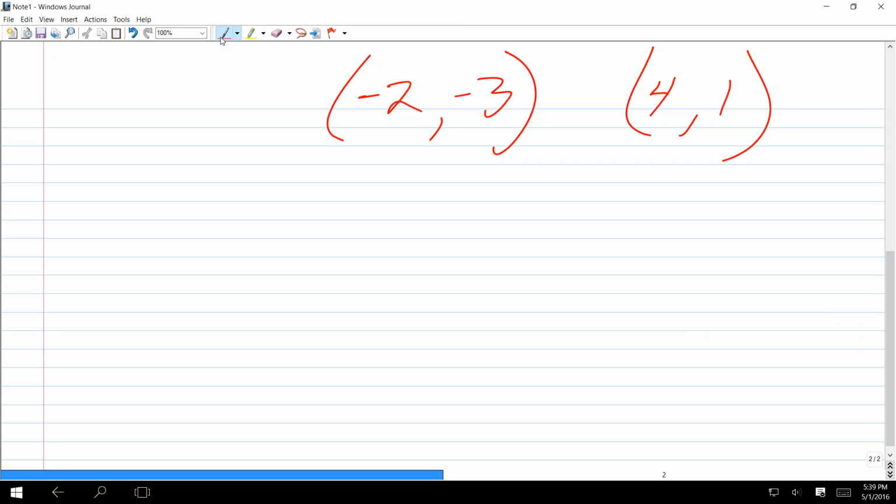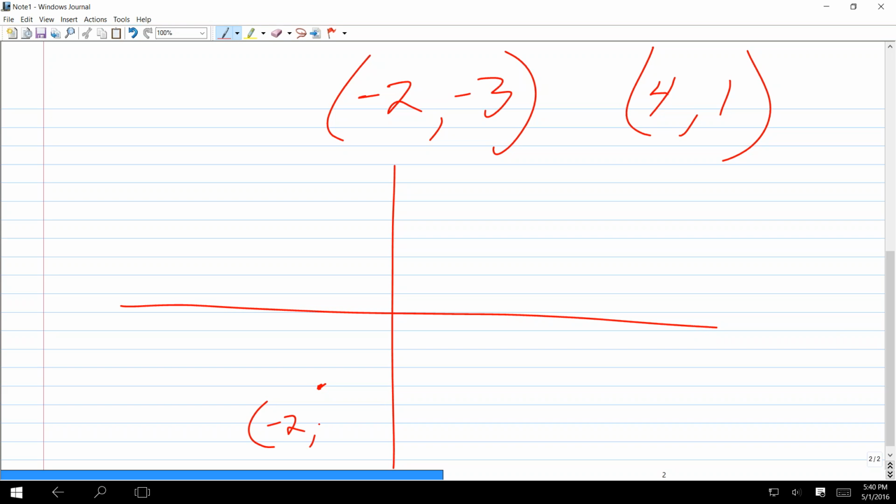Now let's talk about the midpoint formula. The midpoint formula is even simpler. I'll go ahead and draw a picture just because it never hurts to have a picture. There's -2, -3, and there's 4, 1. Notice that when I'm drawing my pictures, I really don't care whether I'm perfectly to scale. The only reason I'm drawing a picture is to get a feel for it. So when they talk about the midpoint, they're talking about the midpoint of that line.